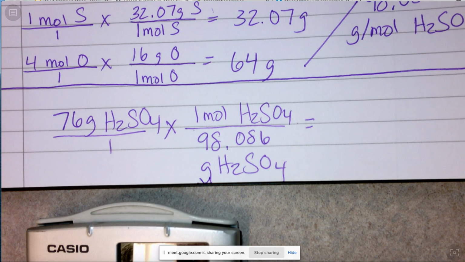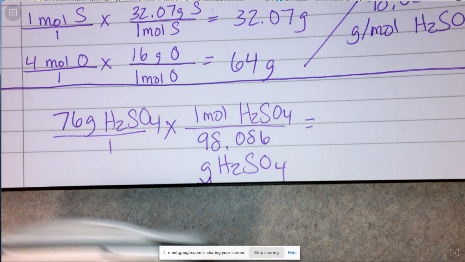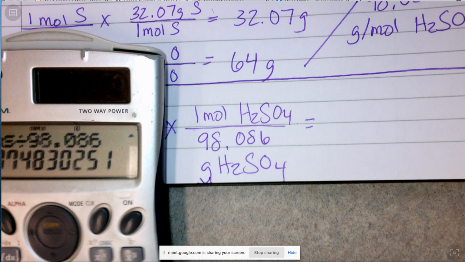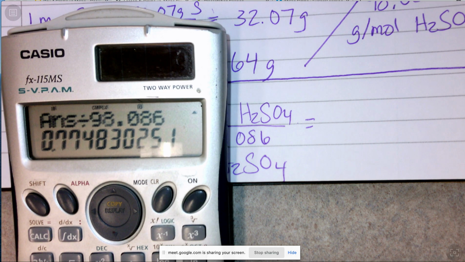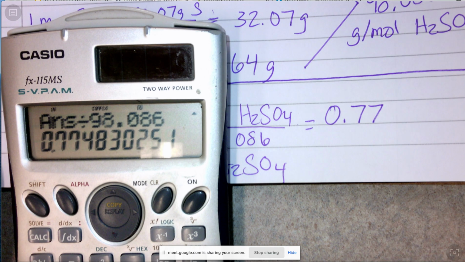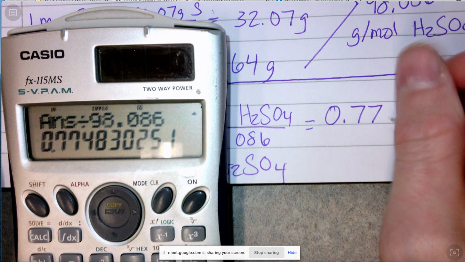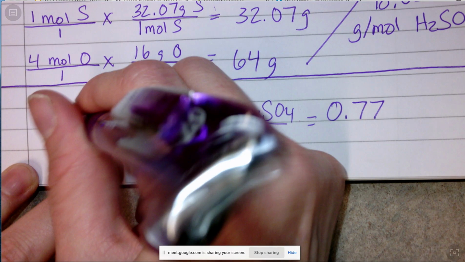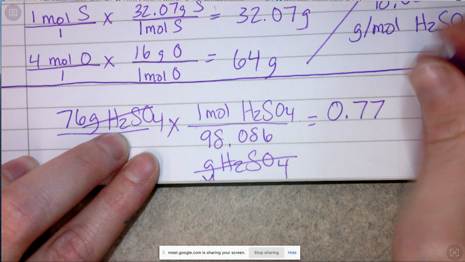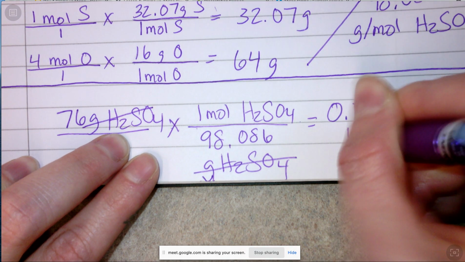Okay, so 76 times 1 equals 76, right? Divided by 98.086, and we get this number. So 0.77. And for my unit, I can cancel out grams of H2SO4. So I'm left with mole of H2SO4.